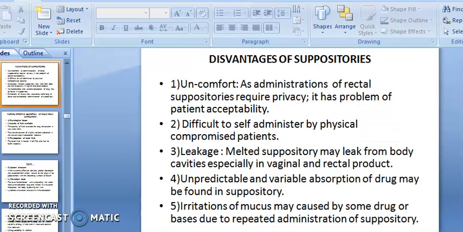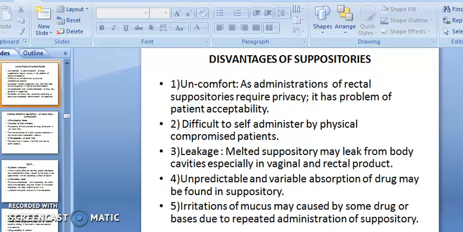Then we'll discuss the disadvantages of suppositories. Discomfort: administration of rectal suppositories requires privacy. It has a problem of patient acceptability. You cannot take a suppository in open places or at any place. We require privacy, or you require a patient room to insert your suppository. This is the disadvantage of suppositories: patient acceptability will be a problem.